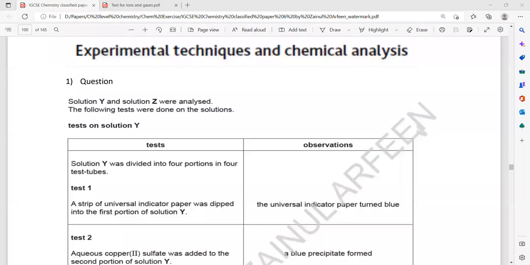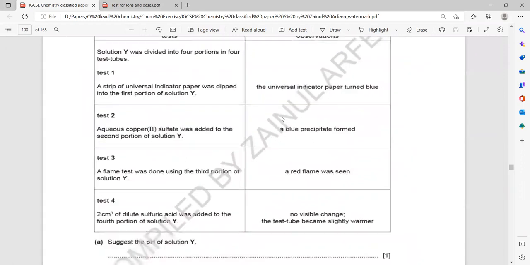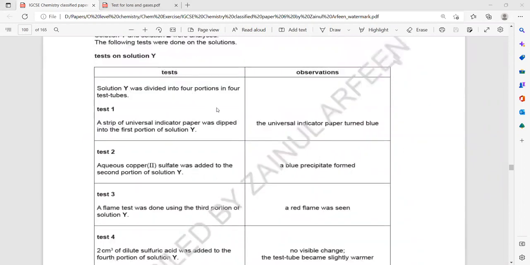So we have two solutions. Solution Y is there and solution Z is there. And the following tests were done on the solutions. Tests on solution Y. So this is a test which is done on solution Y. Solution Y was divided into 4 test tubes.